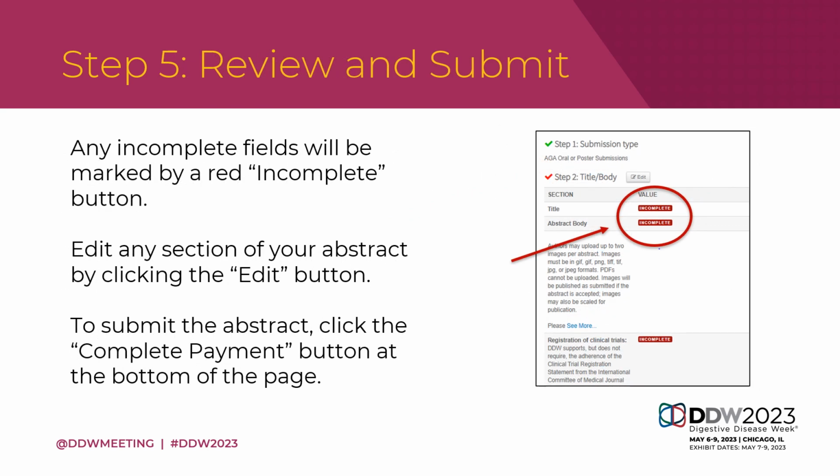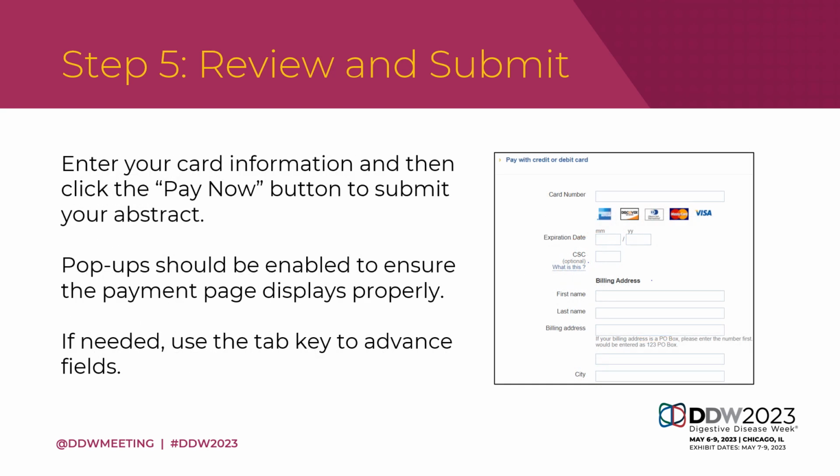The final step is to review your abstract. Any incomplete fields will be marked by a red Incomplete button. Click on that button or the Edit button to return to any portion of your abstract. After you have proofed your abstract and have made any final edits, click the Complete Payment button at the bottom of the page to submit your abstract. Before completing your payment, please ensure that your browser allows pop-ups so that the page displays properly. If you have any issues entering your card information, use the Tab key to advance fields. When complete, click the yellow Pay Now button at the bottom of the screen.